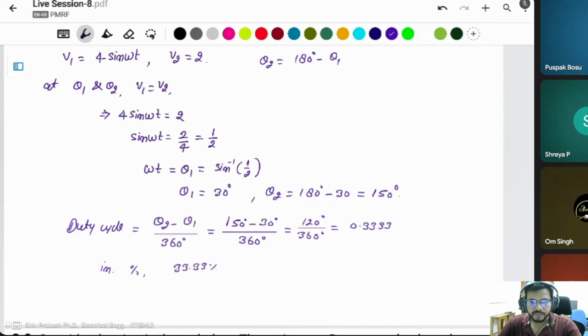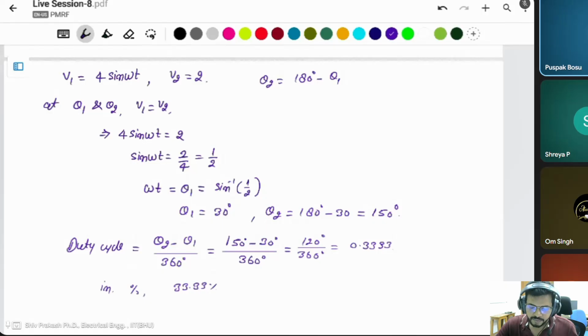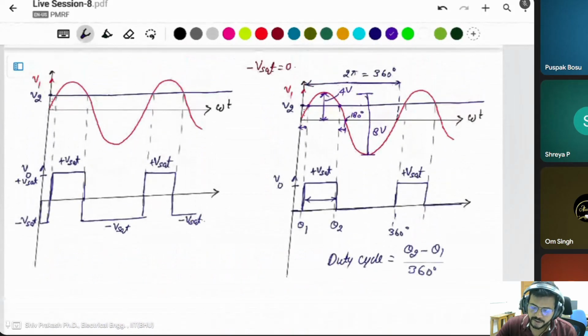Okay. Sir, what does duty cycle refer to? Duty cycle means for what time period you will get the output voltage, and for what time period you will not be getting it. It means this is the percentage of output voltage obtained in the total time. The duty cycle.